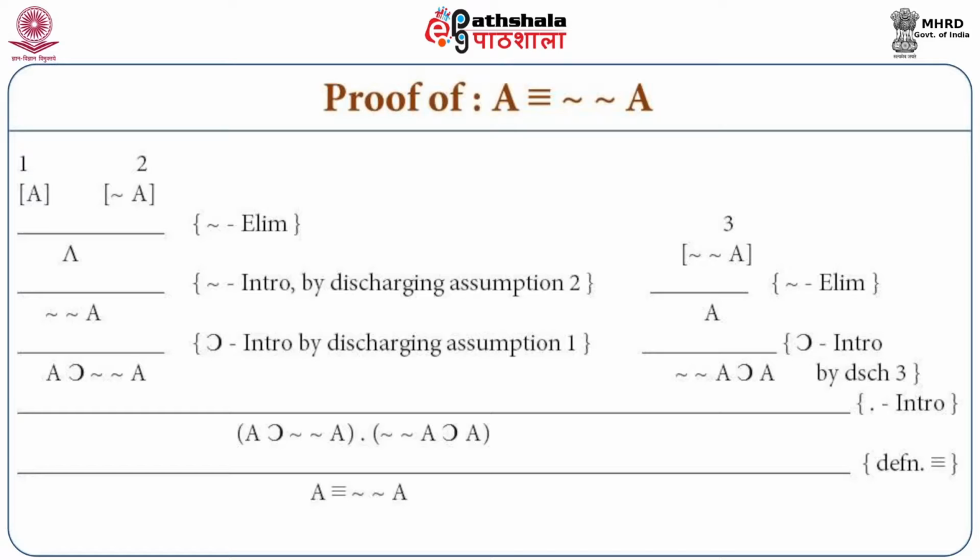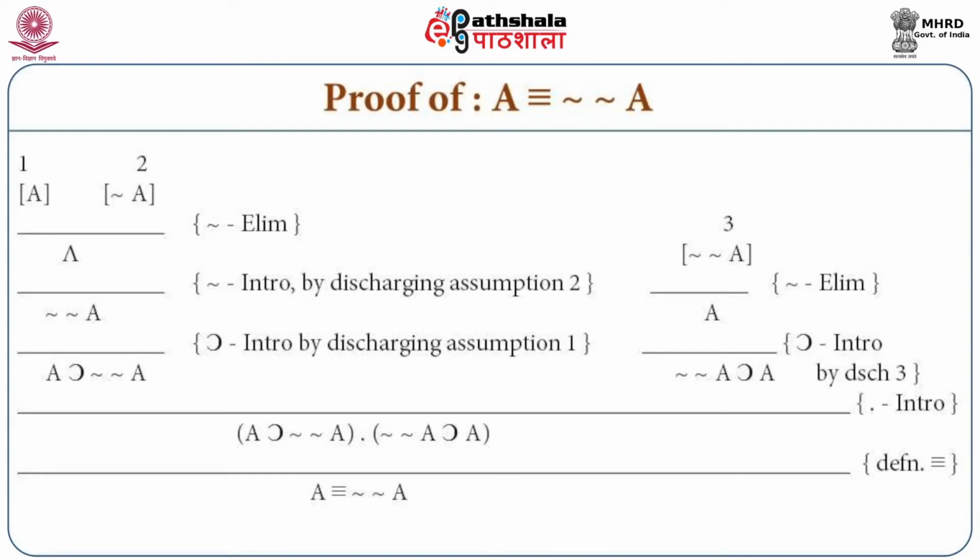Now, looking at assumption number 2, which is negation A, and given the absurd sentence, that is lambda, by the right application of negation introduction, we can derive not A. Given not A, and looking at assumption number 1, which is A, with the introduction of implication, we can now infer A implies not A.